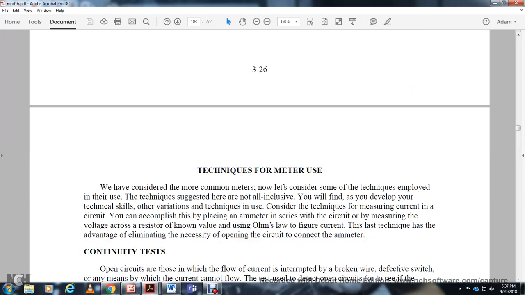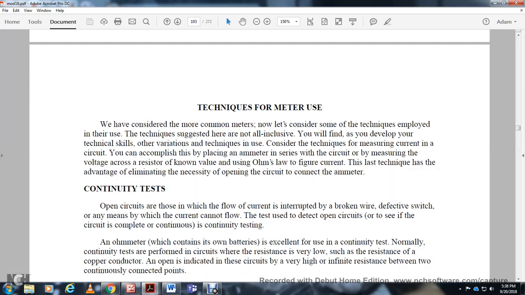Techniques for metering. Let us consider some of the most common meter uses, and now some of the techniques employed in their use. The techniques suggested here do not include all uses; they can be developed with technical skill, along with other variations. We can consider the techniques for measuring current in a circuit that you can accomplish with the ammeter, the trip of the circuit, the voltage drop across a resistor, and the laws of current flow. But the last technique is valuable for eliminating the necessity of opening the circuit to insert the ammeter.